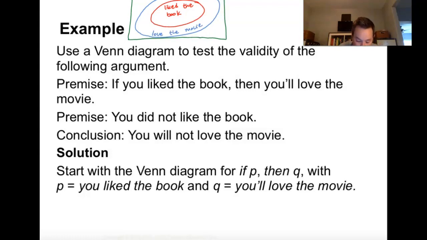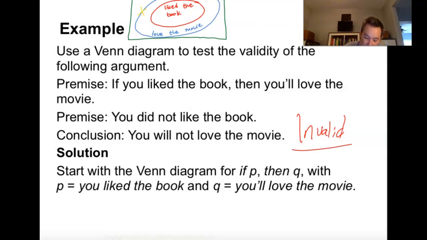Okay. Second premise, you did not like the book. All right, so you're definitely not in the red circle. But that second premise doesn't tell us anything about whether you're in the blue circle or outside of it, so I have to put the X representing you on the border there. And the conclusion is that you will not love the movie. Not necessarily true. You may still love the movie, you may not. I'm going to call this an invalid form of argument, and let's analyze which type it was.